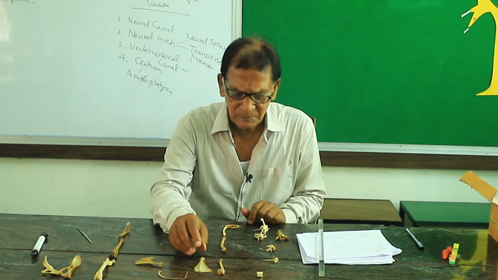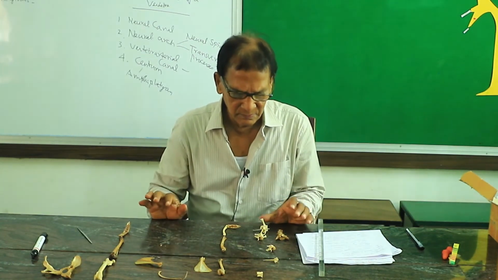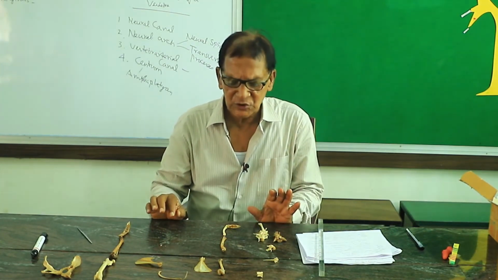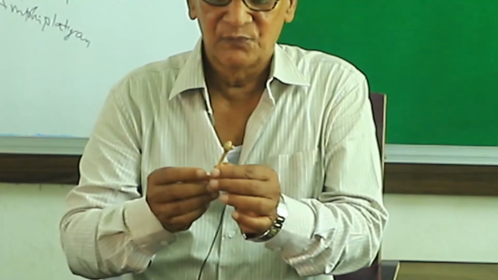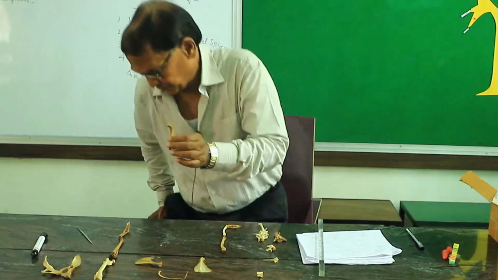Then we come to the limb bones and the girdles. First of all, forelimb bones. This is the forelimb bone of rabbit. It's called humerus.